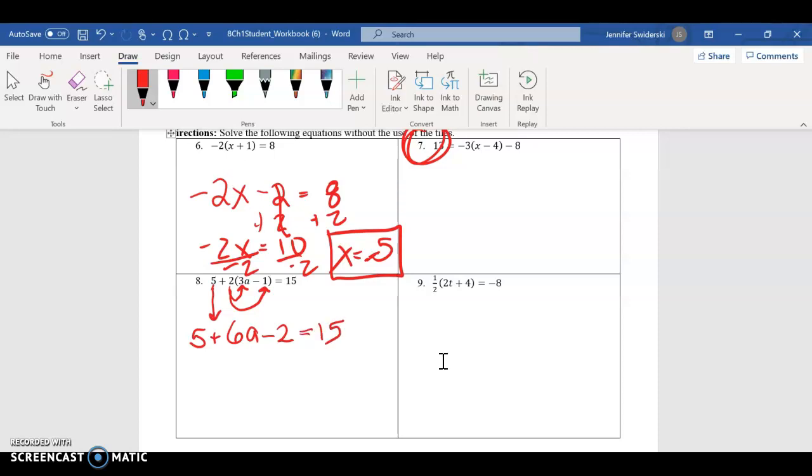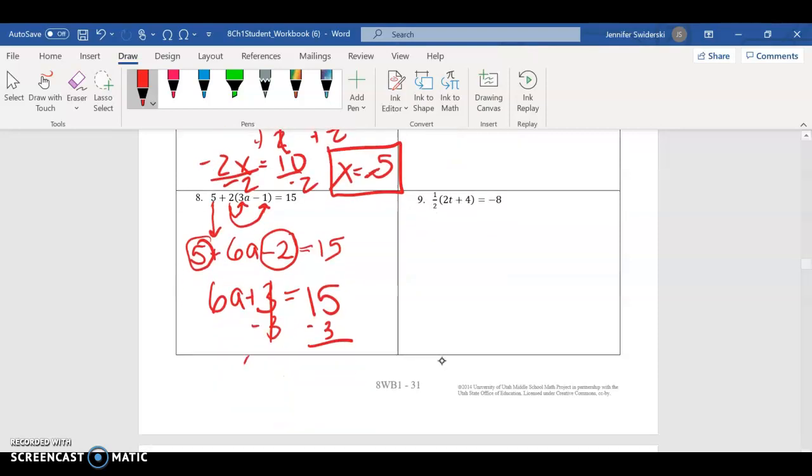First question I ask myself, are there any like terms? Yes, let's combine those like terms. I have a 5 and a 2. When I combine 5 minus 2, I get 3. So I'm going to bring down my 6a plus 3 is equal to 15. Now what? Subtract 3 on both sides. We get 6a equals 12. Divide both sides by 6, so a has to equal 2.